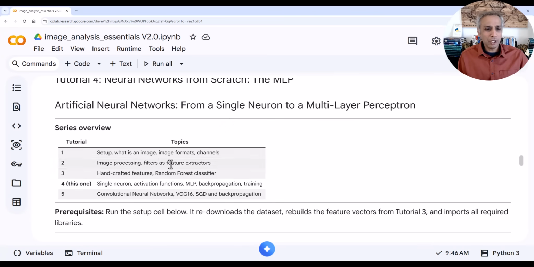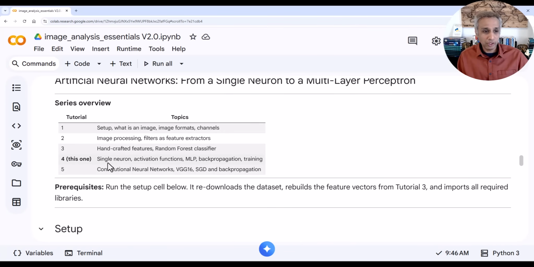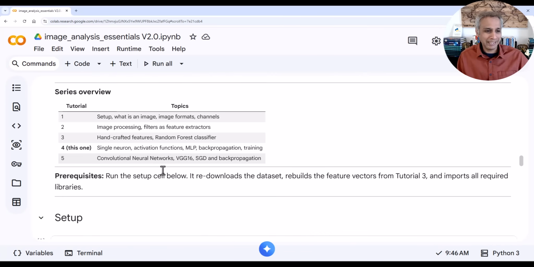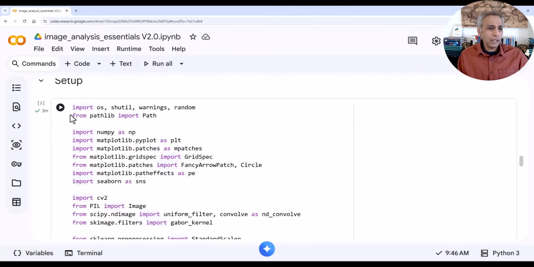Let me not waste your time by going through the series overview. We know we are in this single neuron, and then the next one would be convolutional neural network. That's all I can say. Let's go ahead and run this setup. I have actually executed every cell here, so we don't waste our time.